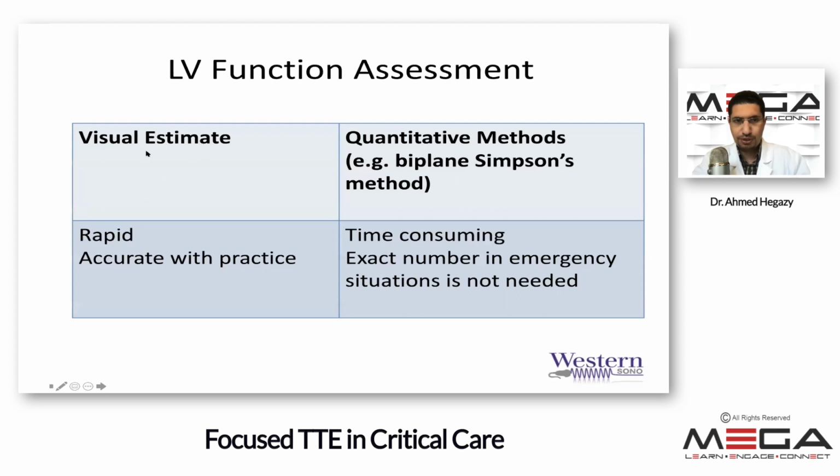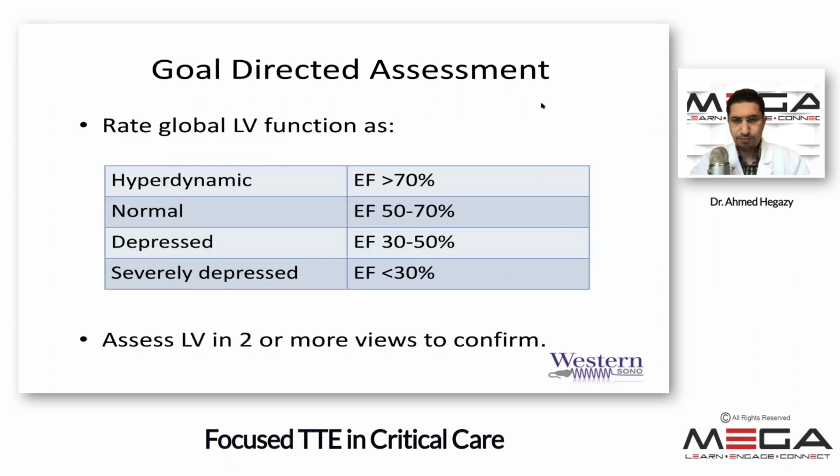For point of care purposes, do a visual estimate. It's rapid, it's accurate with practice. The biplane Simpson's method of discs is time consuming, and in the emergency situation, the exact number may not be very relevant. It may be only relevant if you're trying to follow up the patient and see if they've improved over time. But in an emergency situation, you don't necessarily need to do the biplane Simpson's method of discs. In fact, I would recommend against it in this situation, just because it's time consuming and it may delay life-saving treatments.